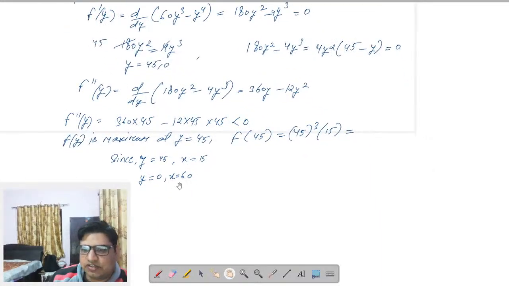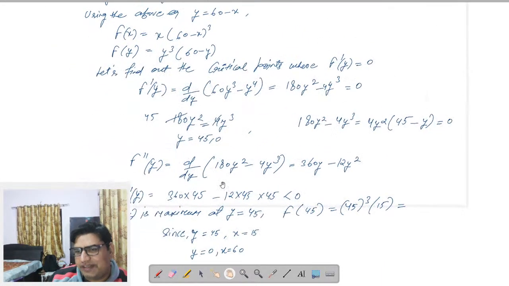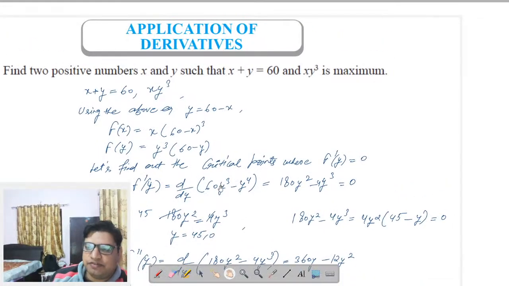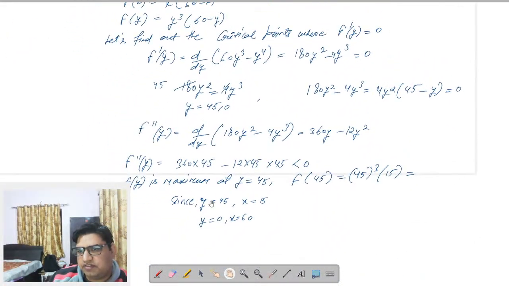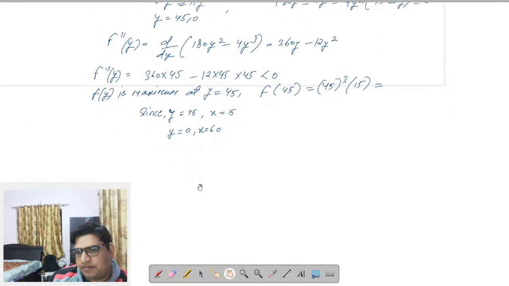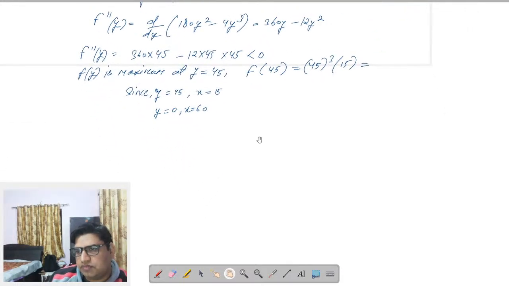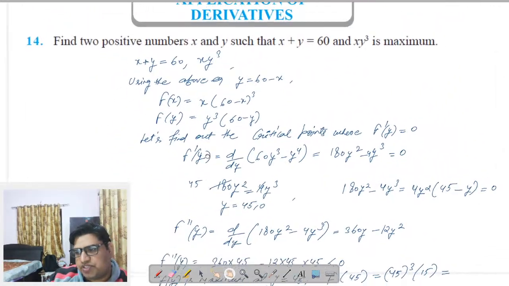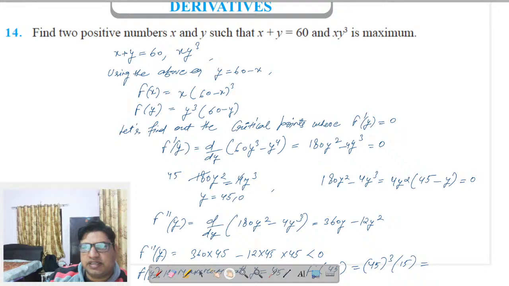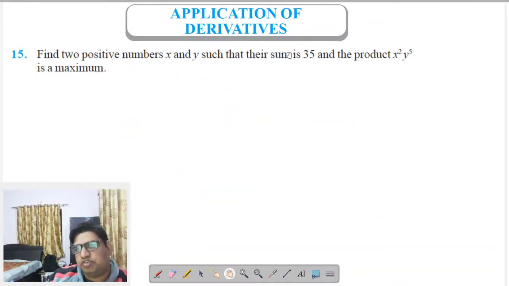So we'll take y equal to 45. Y equal to 0 will give us the minimum value, and this is the only critical point. So 45 will give us the maximum value. This is how we can proceed in solving this type of question. Let's try to solve one more question from the same topic.